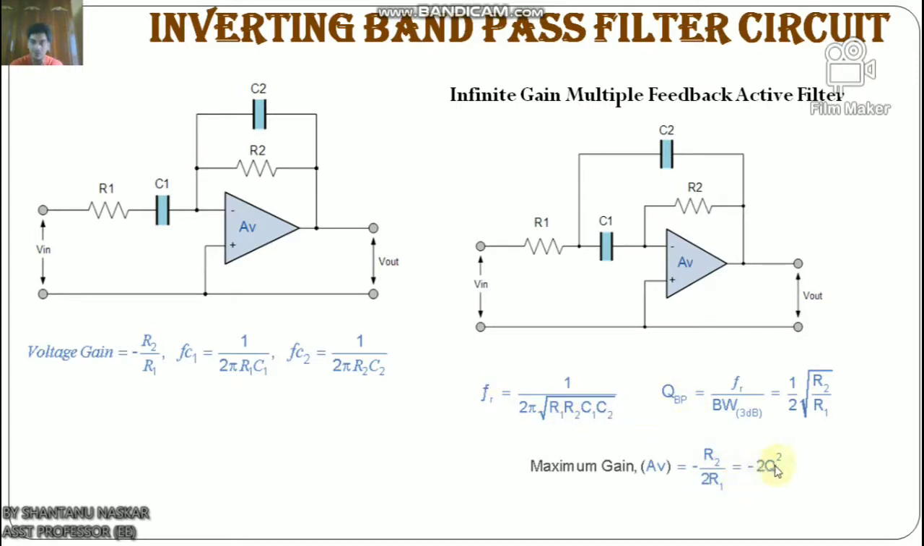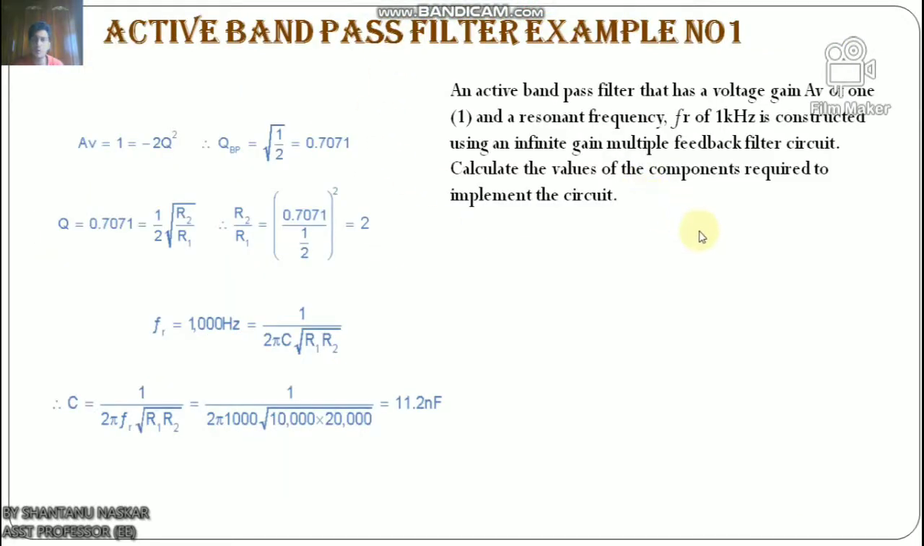minus 2 Q. So we can see that the relationship between R1 and R2 determines the band pass Q factor and the frequency at which the maximum amplitude occurs, and the gain of the circuit will equal minus 2 Q squared. Then as the gain increases, so too does the selectivity, in other words, high gain, high selectivity. And now let's go through an example of an active band pass filter.